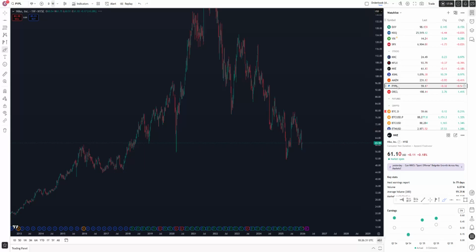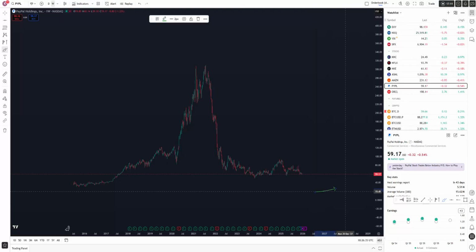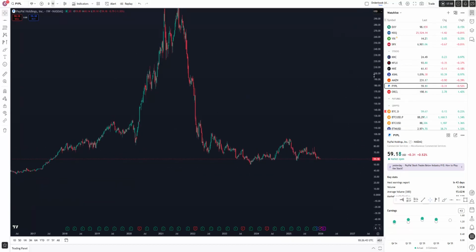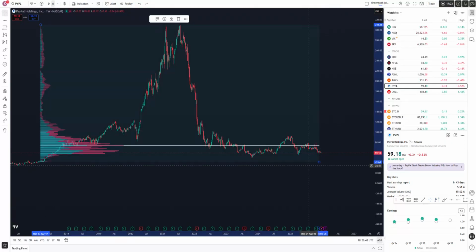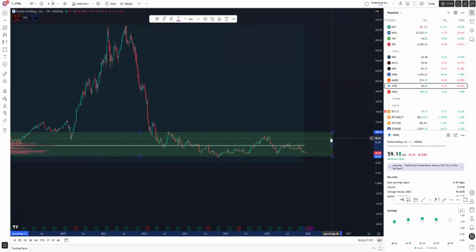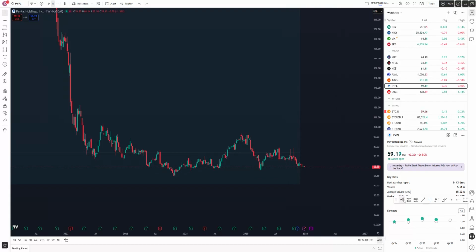So I want to show you a last example, and this is a very interesting example. Let's go to PayPal, because PayPal right now is actually on my watch. Why? If we go to this, we see price is now at a balanced area, right? Now, if we go to a lower time frame, let's delete this. We go from here and here.